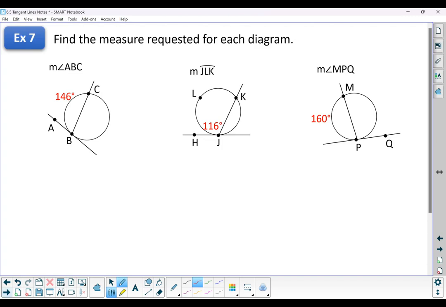All right, so we've got a couple diagrams here. First of all, we have an arc measure that is 146 degrees, and we would like to find this angle measure. Well, that angle is just going to be 1/2 of the arc, so that would be a 73-degree angle.